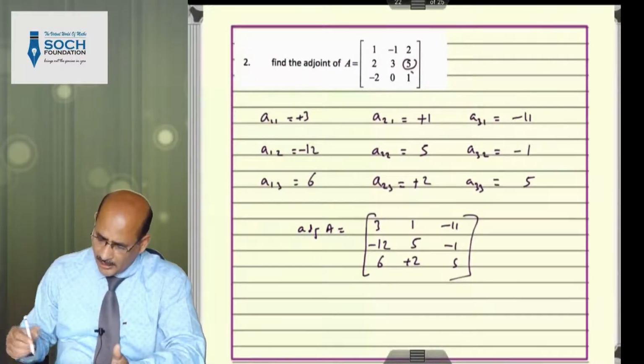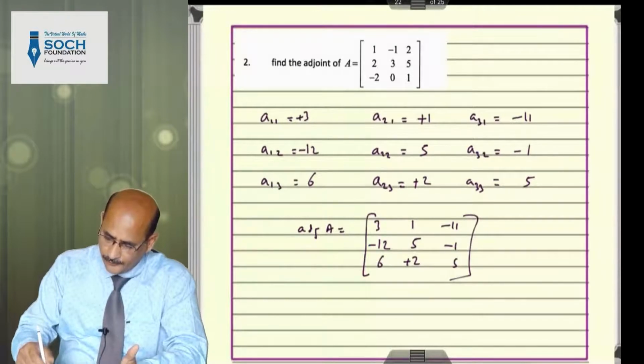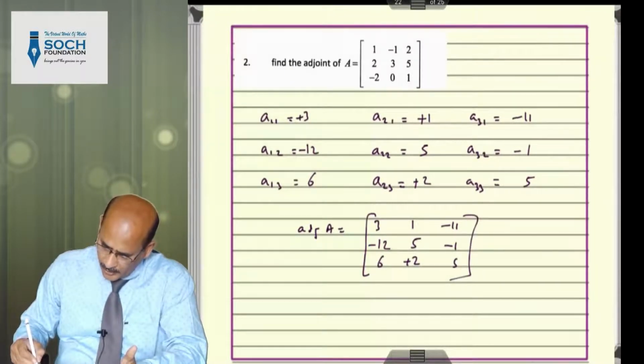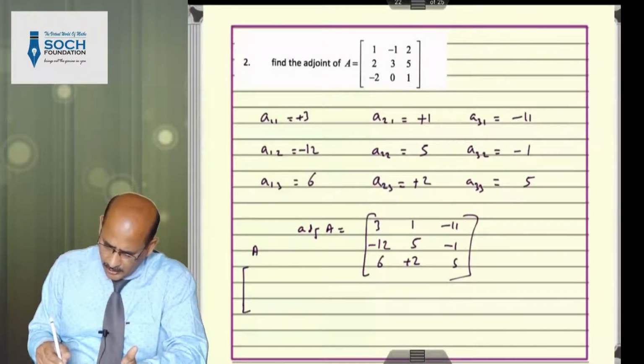I got A, and I got adjoint A in this case. So I will just do A into adjoint A for you. Okay, A into adjoint A. Now I am showing you the working over here. So I am just writing A into adjoint of A.